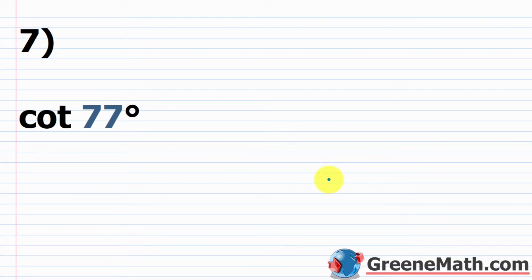All right, for problem number 7, we're given the cotangent of 77 degrees. So the cofunction with cotangent is going to be tangent. And so to write it in terms of its cofunction, you're going to say this is equal to the tangent of, again, 90 degrees minus this angle measure, which is 77 degrees. So 90 degrees minus 77 degrees, that's going to be 13 degrees. So we're going to write this as the tangent of 13 degrees.